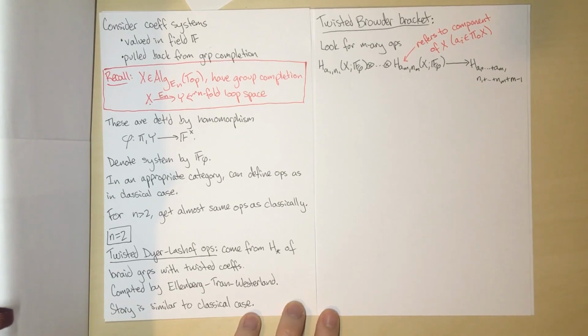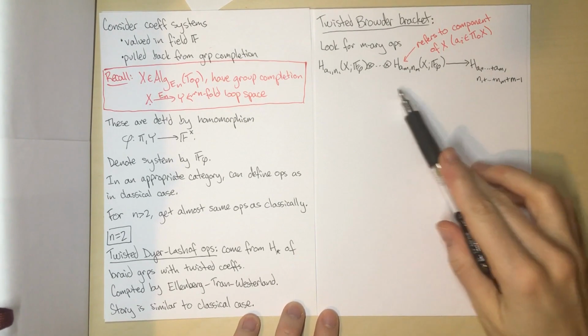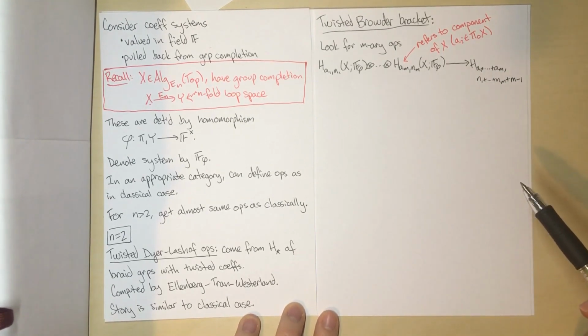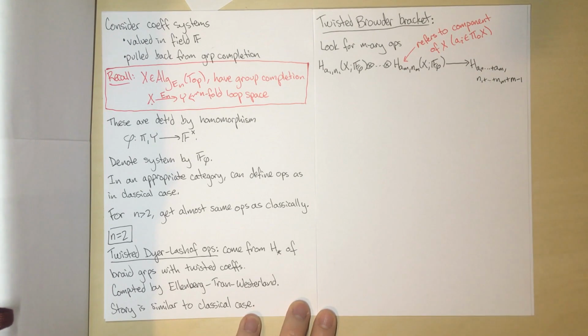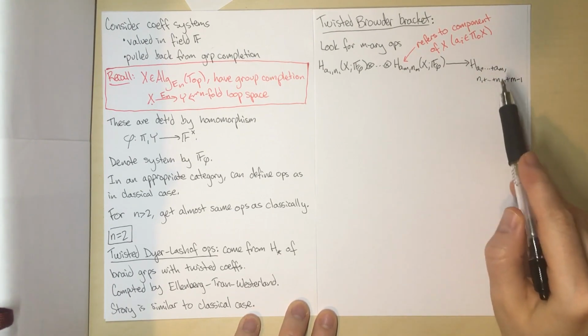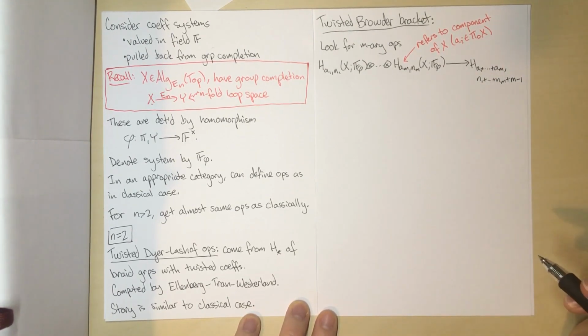And I also want to make a comment about why I'm looking at operations in these degrees. So if the Browder bracket were defined, and I were to iterate it m minus 1 times to end up with an operation that takes in m different inputs, then it would look exactly like this. So that's why I'm looking at operations that look like this.